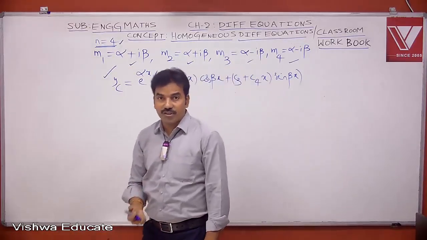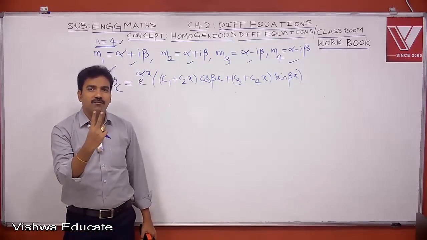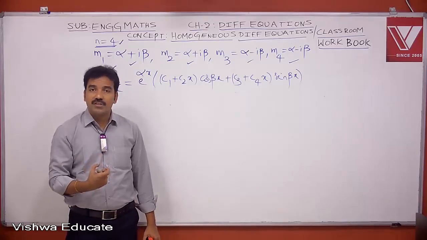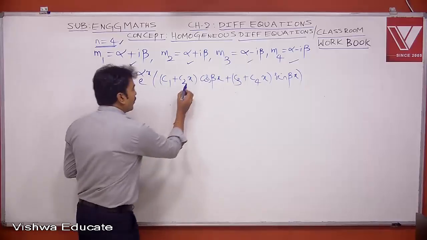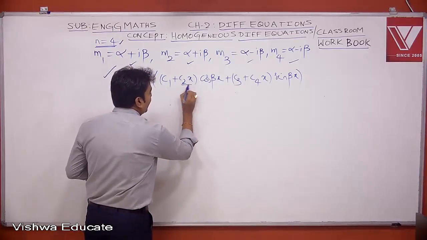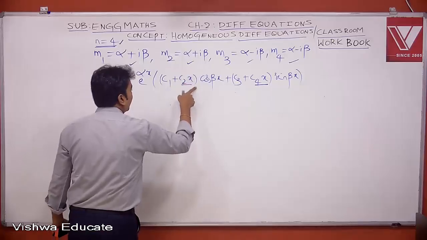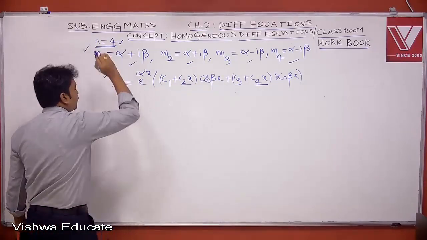As we have seen in the last session, when the roots are complex, two kinds of functions are involved in YC. One is the exponential function, and the other are the trigonometric functions sine and cos. When you observe this, multiples of x occur. Multiples of x occur whenever there is a repetition of roots. This is one possible case.